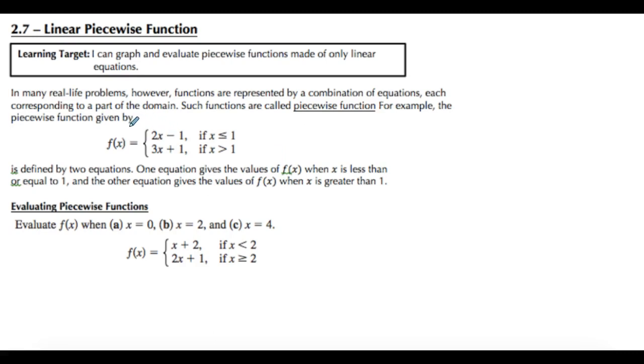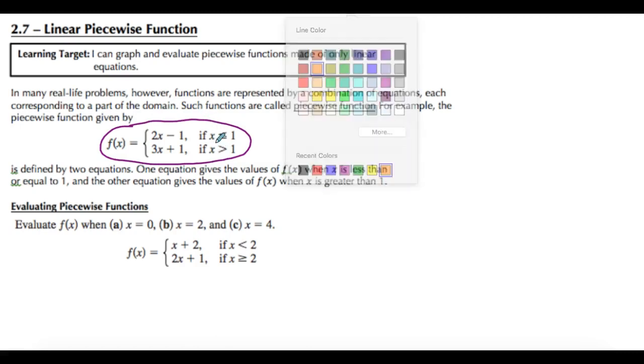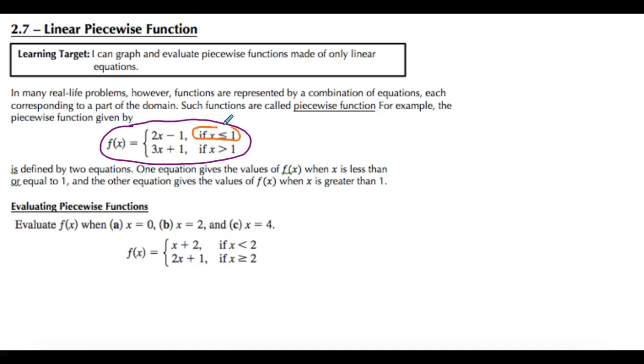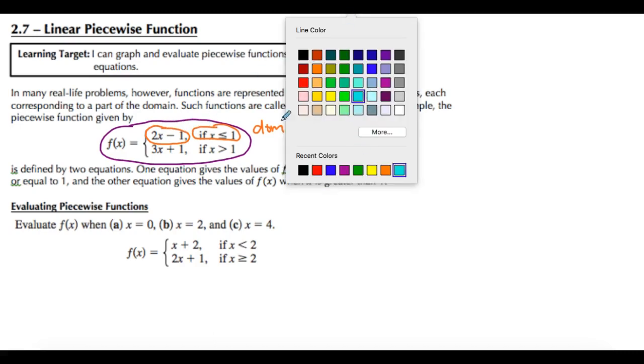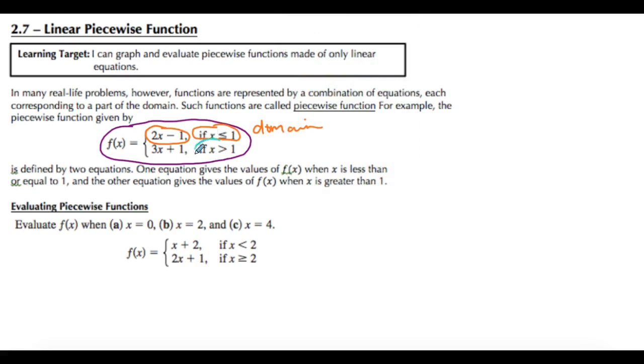So this would be considered a piecewise function. This is considered a piecewise function because it's made of two individual pieces. And the individual pieces are defined by this part right here. This is the domain, and the domain tells us the x values for which this specific function applies. So for all x values that are less than or equal to 1, we would use this equation. We would graph that equation, we would use that equation to evaluate. If we had an x value that is more than 1, we would use this bottom equation.